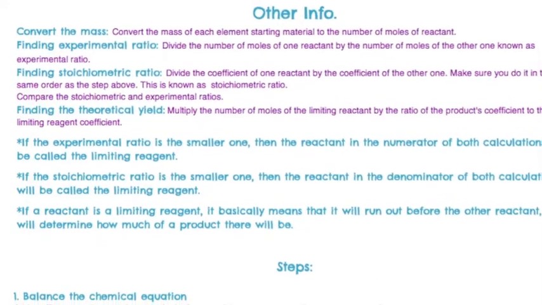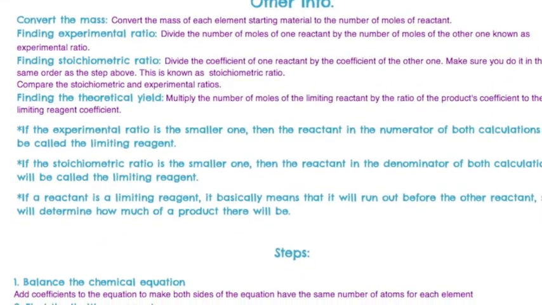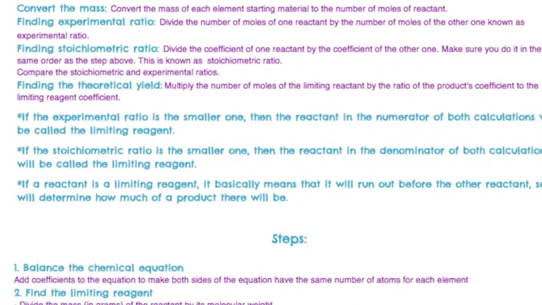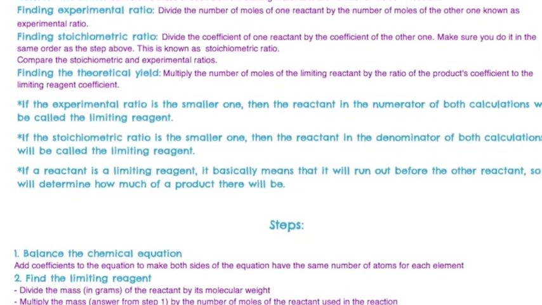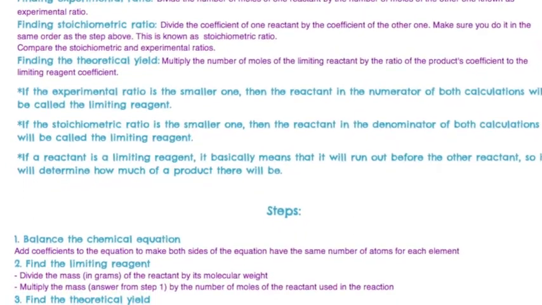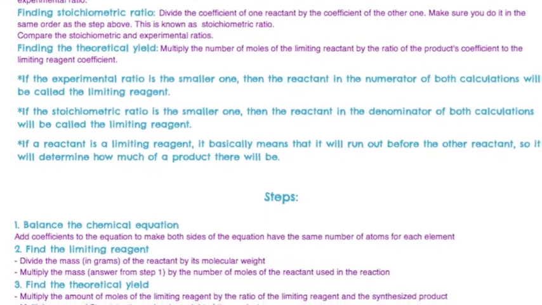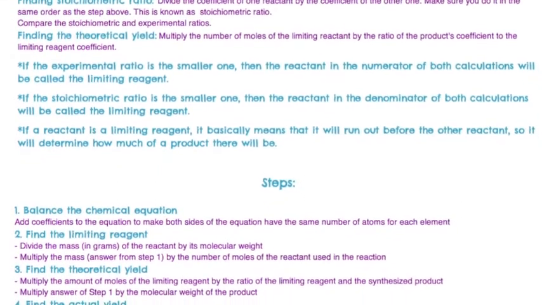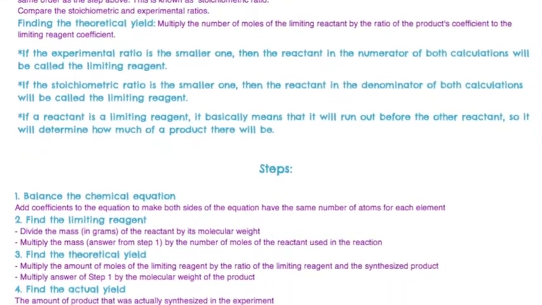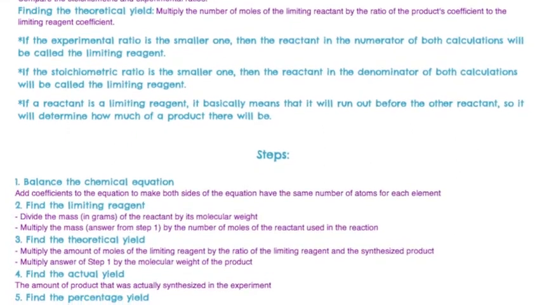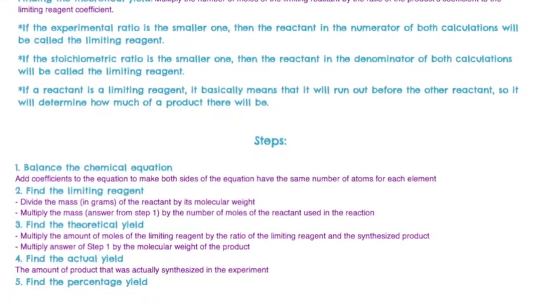So here we have some other information that we felt would be helpful: how to convert mass, find experimental ratio, stoichiometric ratio, theoretical yield, steps on how to balance chemical equations, find limiting reactants, find theoretical yields, finding actual yields, and also finding percentage yields.